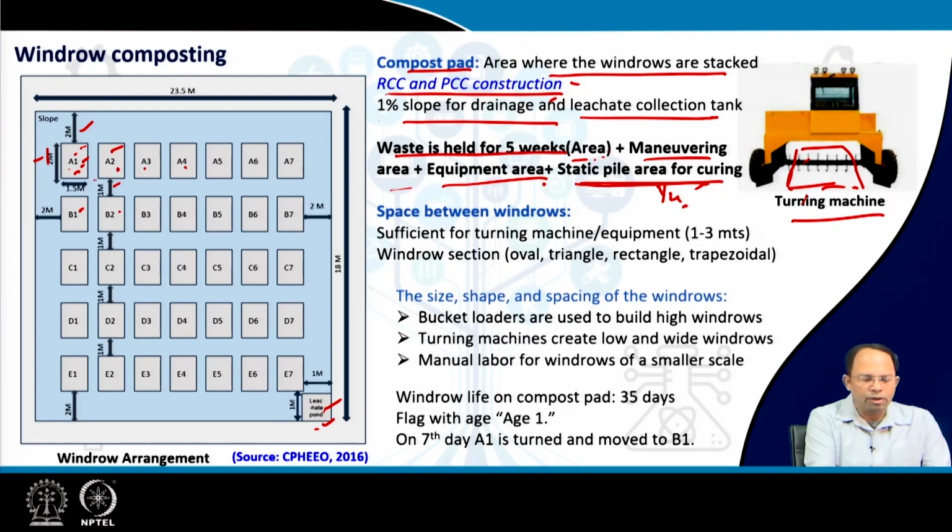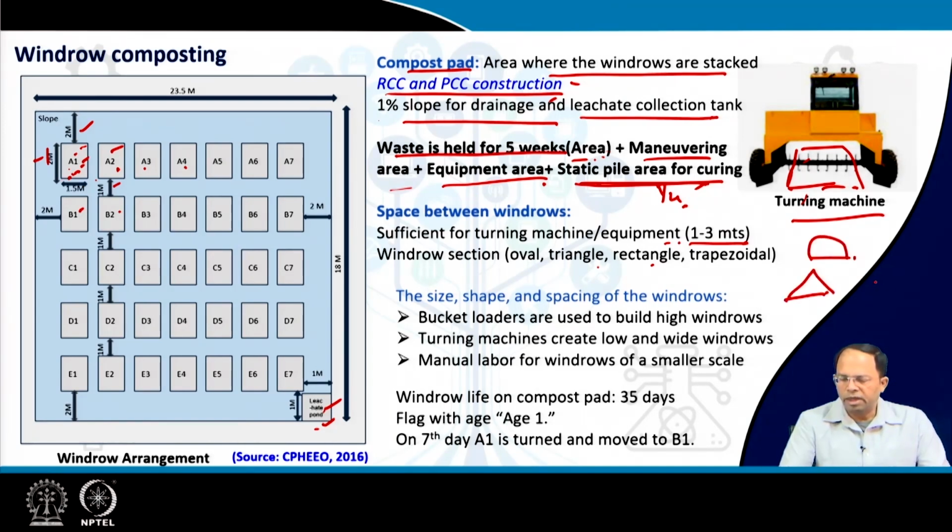The size of the windrows, you can see 2 meter by 2 meter, 2 meter by 1.5 meter. The height is also 2.5 meter and so on. It depends on what sort of equipment you are using, right? Space between windrows should be sufficient for a turning machine or any other kind of equipment, something around 1 to 3 meters. Windrow section could be oval, triangle, rectangle, trapezoidal. So these mounds that you create could be oval, triangular, trapezoidal, and even rectangular, right? It depends on what sort of machines you are using for creating these mounds.